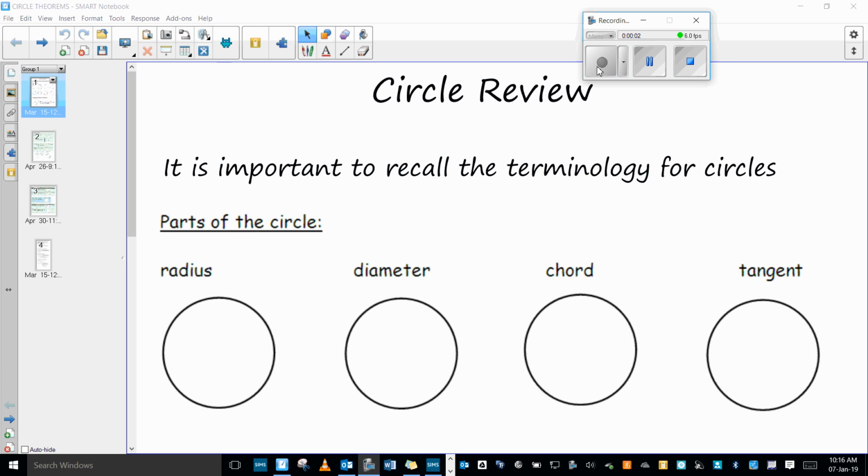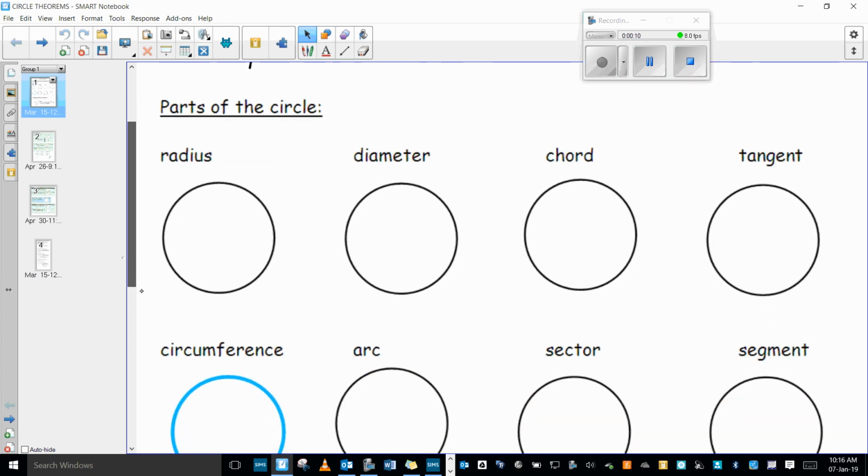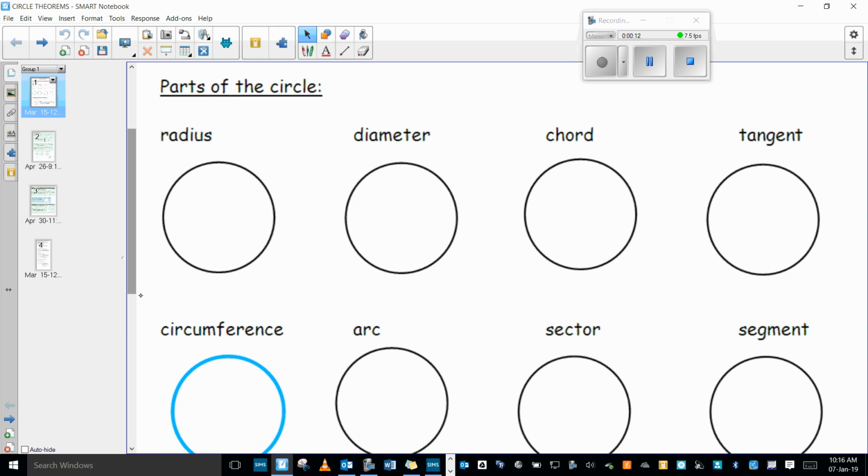Terminology we need to be aware of. So, parts of a circle. The radius of a circle. It's the diameter, but half.